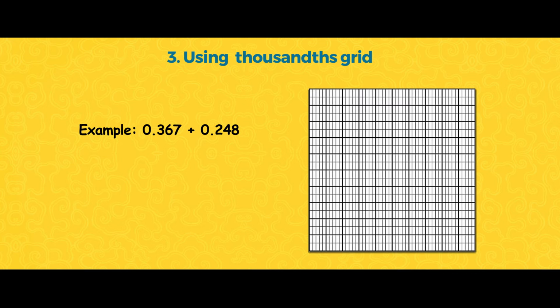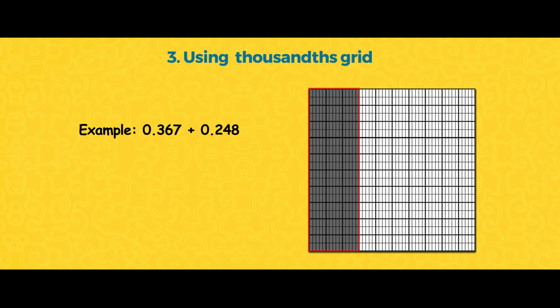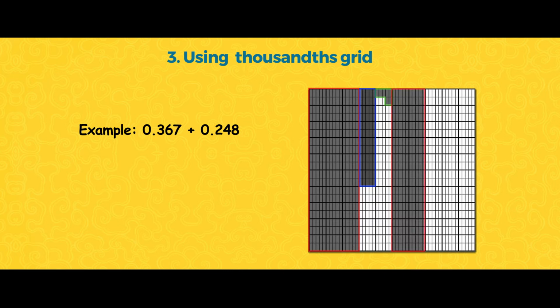So in the first addend, you have 3 in the 10th place. So you need to shade 3 columns. And then you need to shade 6 squares. You need to shade 7 small rectangles. And then when you look at the second addend, you have 2 in the 10th place, which means you need to shade 2 columns. You need to shade 4 squares. You need to shade 8 small rectangles.